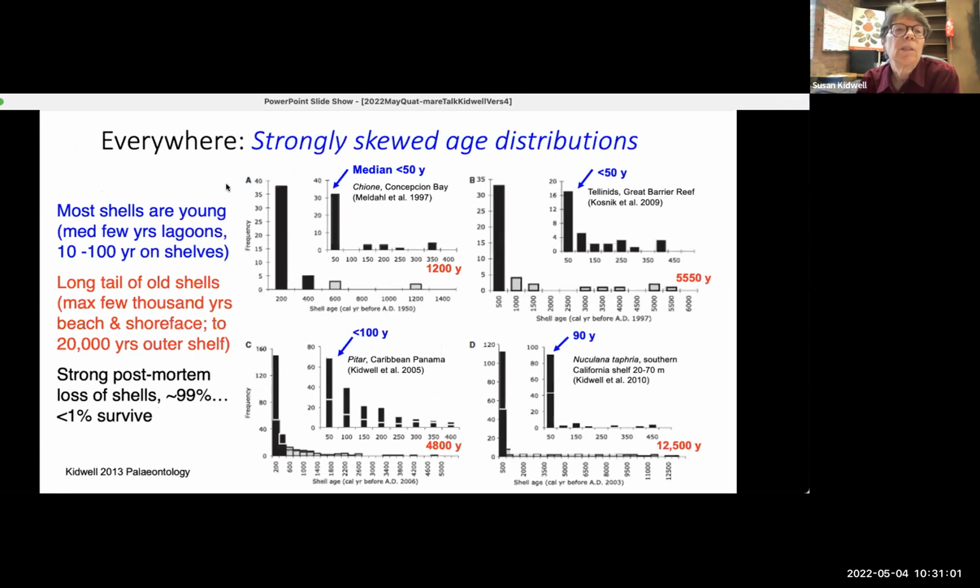There have now been a dozen or more studies. These are just some that existed back in 2013 when I did this review. The median ages are always quite young, and we have these long tails of rare but old shells, and these can be up to 12 and 20,000 years old. Fundamentally, we can have shells, aragonitic bivalve shells, surviving for as long as that seabed has been submerged subtidally.